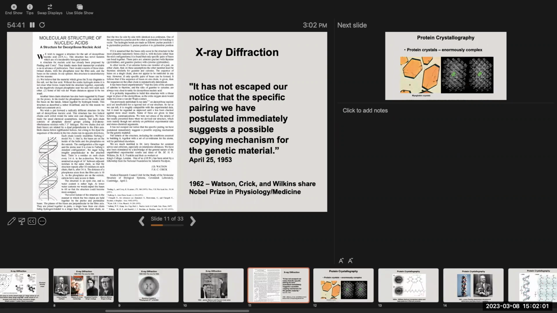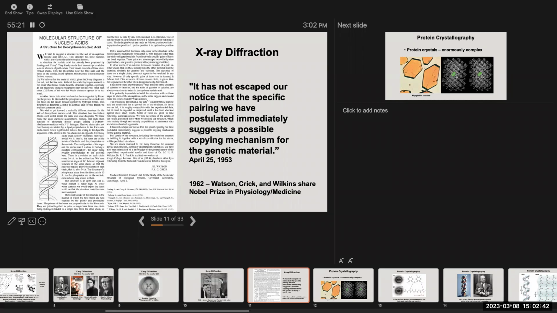This is the entire article that revolutionized the field of biology. Just 1 page in Nature. The molecular structure of nucleic acids, a structure for deoxyribose nucleic acid, by James D. Watson and Francis H.C. Crick. And there's that picture of the DNA double helix drawn by O.D. Crick. And they do actually give credit in here to Maurice Wilkins and Rosalind Franklin for their experimental results.